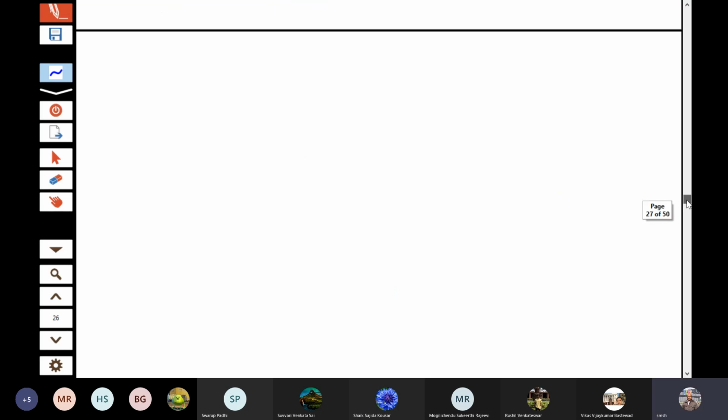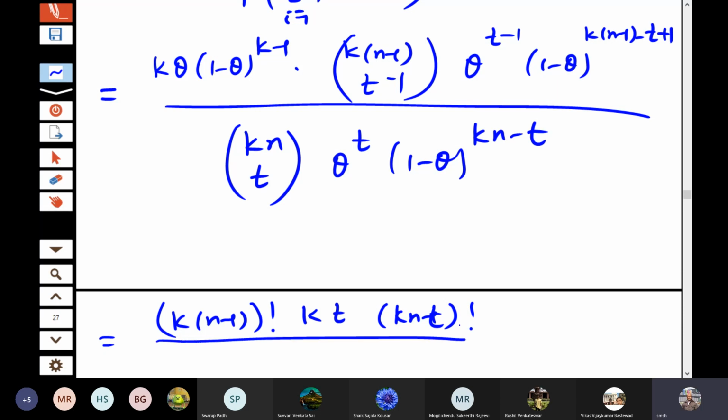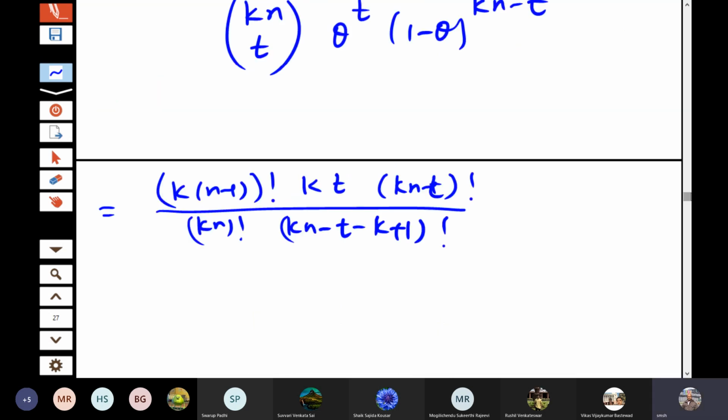So these theta terms will get cancelled out, and you are left with k into (n minus 1) factorial into (kn minus t) factorial, divided by kn factorial into (kn minus t minus k plus 1) factorial. Okay, so this is a function of t. Now t is coming here. So this is a little complicated, but anyway, we have got the minimum variance unbiased estimator here. Okay, is the argument clear? Yes, sir.